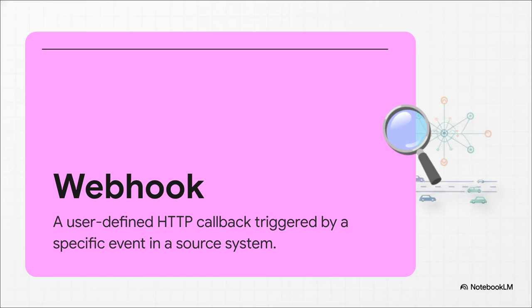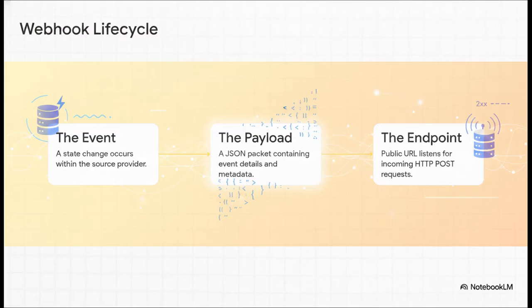Because it operates statelessly at layer 7 of the OSI model, this connection is fundamentally ephemeral. It's there, and then it's gone. Let's quickly walk through the precise 3-step structural flow of a webhook transaction, just to really ground this architecture. Step 1 is the triggering event. This is a state change within the source provider, like, say, a payment clearing. Step 2 is the structured payload. That's a data packet, typically serialized in JSON, containing all the event details.